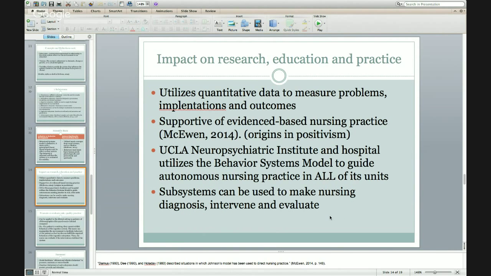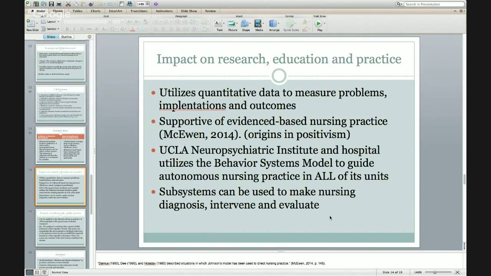So, the impact on research, education, and practice. This model utilizes quantitative data to measure problems, implementations, and outcomes, such as measuring a person's blood sugar and seeing how high or low it is, and then you do an implementation such as feed the person or provide insulin, and then you can evaluate the outcome by rechecking the blood sugar. So this is supportive of evidence-based nursing practice for these reasons, and it has origins in positivism.